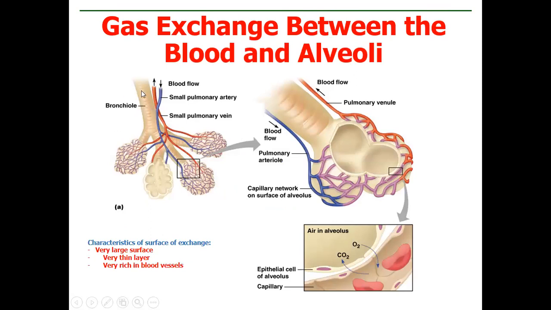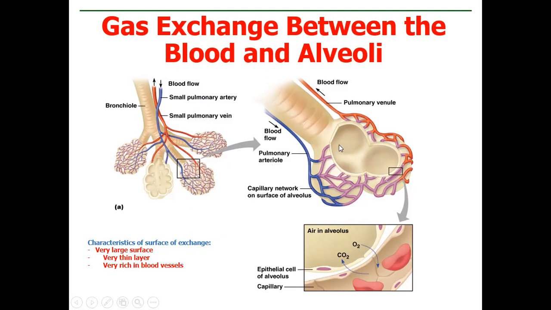Look at the bronchiole, which ends in a cluster of sacs which are called air sacs. Each one of them is an alveolus. This is the irrigation: small pulmonary artery and small pulmonary vein, which encounter all the air sacs.